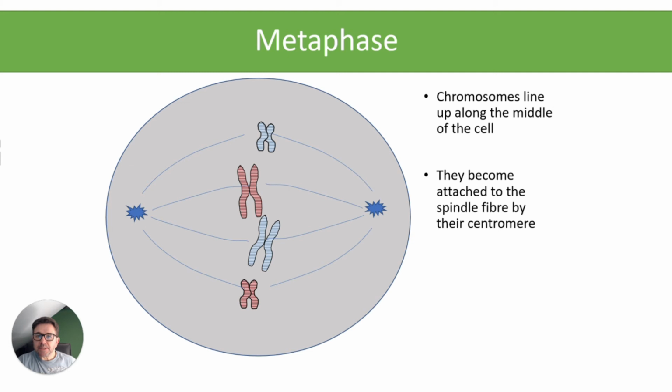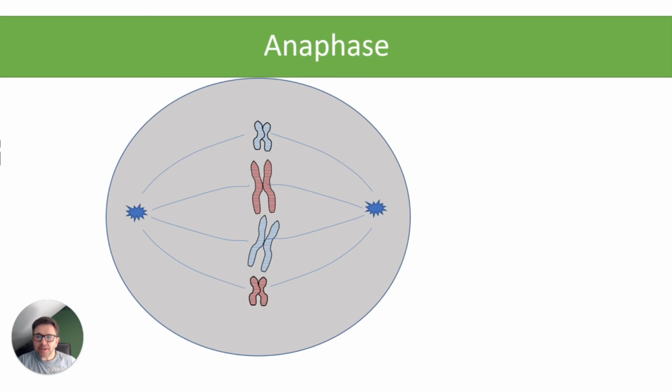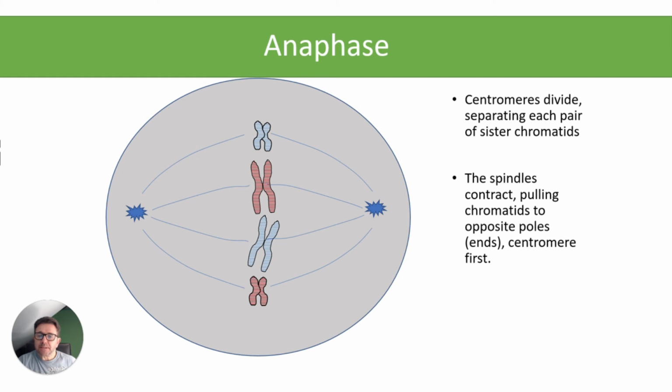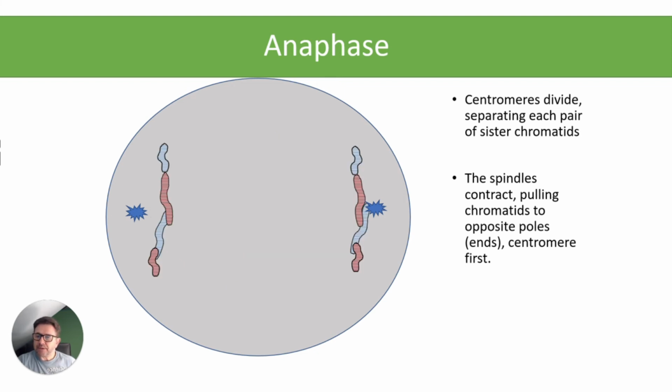Then we go to anaphase. You can see them all lined up on the equator of the cell. The centromeres divide, separating each pair of sister chromatids. The spindles contract, pulling the chromatids to the opposite poles, or ends, centromere first, so you can see them being split.